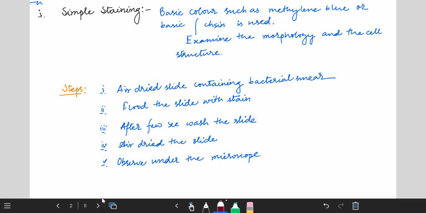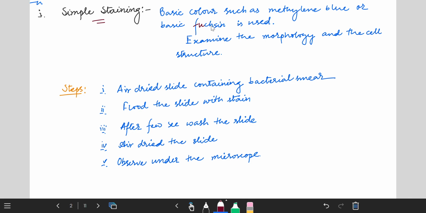So the first staining method is the simple staining method. It means in this case, direct staining of the bacterial cell is done with a positively charged dye. So basic colors such as methylene blue or fuchsin are used, and it is used for the examination or identification of the morphology and the structure of bacteria.